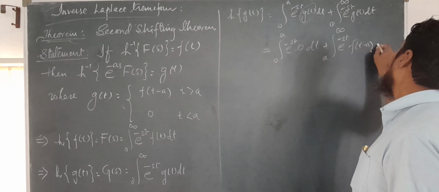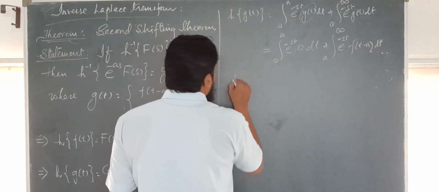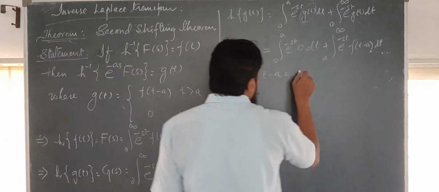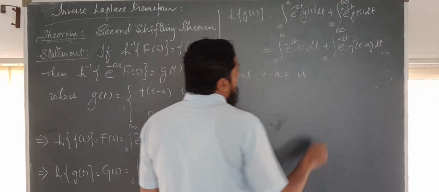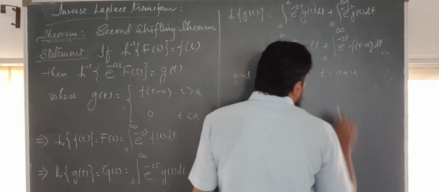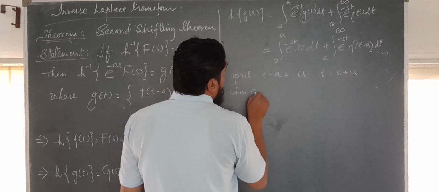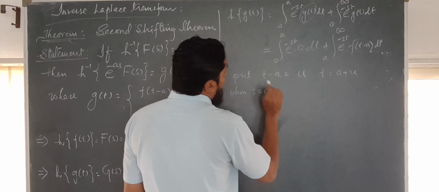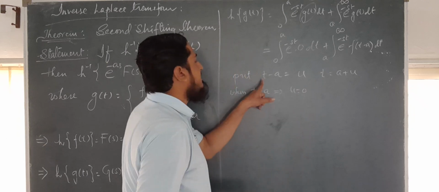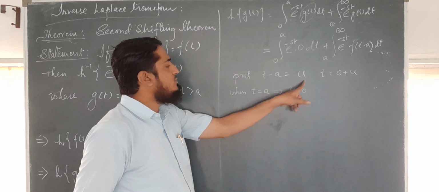F of t minus a. Correct? Now put t minus a is equal to u, then we will get t is equal to a plus u. Correct? And whenever t is equal to a, this implies that u is equal to 0. Just replace t by a, we will get a minus a equals u, that is 0.